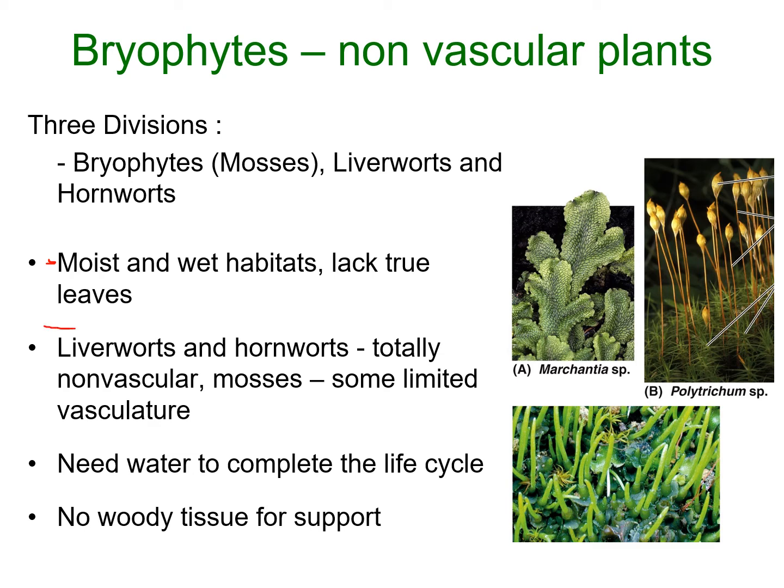Liverworts and hornworts are totally non-vascular. Mosses have some really limited vascular cells, just indicating a direction towards vascular plant evolution. And they also need water to complete the life cycle. We'll see why in just a little bit. They don't have any woody tissue. They're very flat and small, and so they haven't been able to get big because they don't have the support that they would need on land to get big.